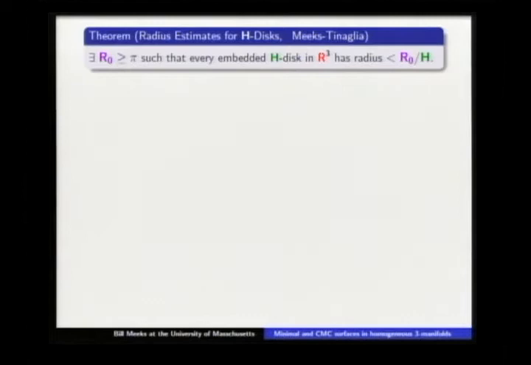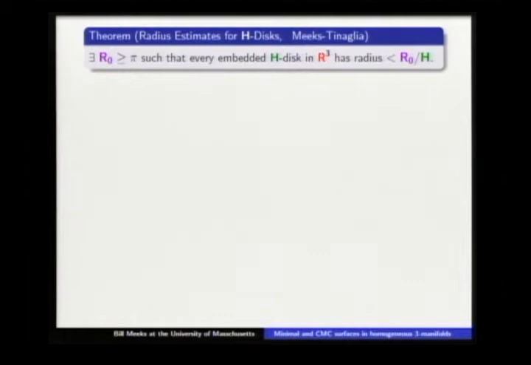a compact exhaustion by disks. It might not be round disks. I mean, they're disks in some kind of plane. But it has an exhaustion of a plane topology by disks. And it's complete, so therefore the radius of those disks has to go to infinity. So this is saying that's not possible.